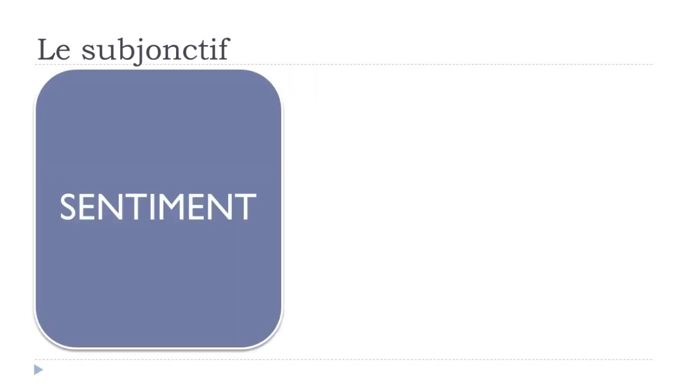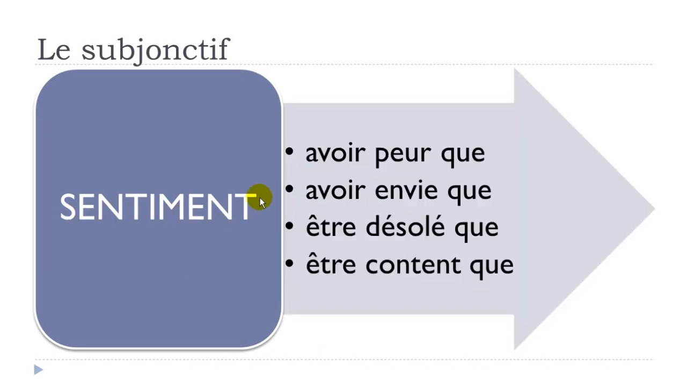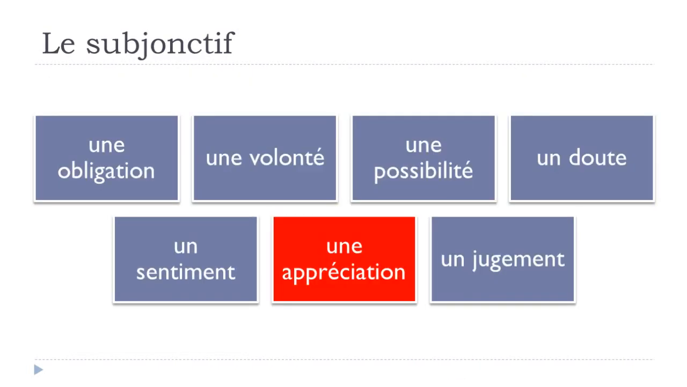Un sentiment, a feeling. Okay, so for this sentiment, let's see what we've got. So we could have avoir peur que, okay, to be afraid that, avoir envie que, well, it could be translated as to want, okay, to fancy, être désolé que, to be sorry that, être content que, to be happy, satisfied, okay, all right, for these structures, then you should make a subjunctive after, so they should be followed by une forme subjonctive.